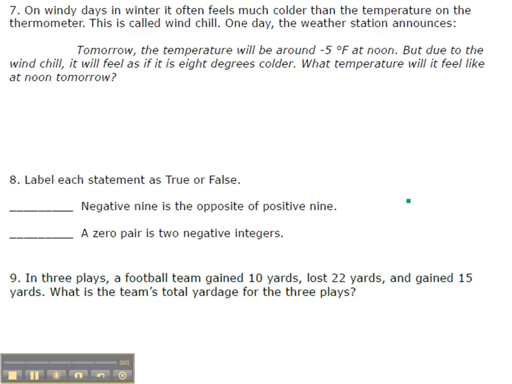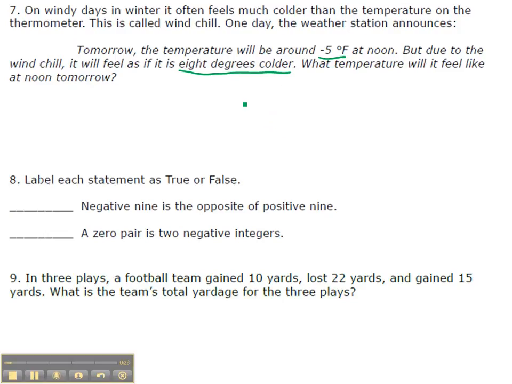Okay, number 7 on the review says, on windy days in winter it often feels much colder than the temperature on the thermometer. This is called wind chill. One day the weather station announces, tomorrow the temperature will be around -5 degrees Fahrenheit at noon, but due to the wind chill it will feel as if it's 8 degrees colder. What temperature will it feel like at noon tomorrow?